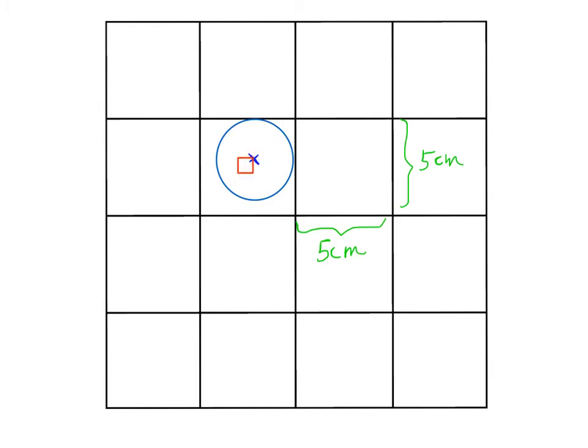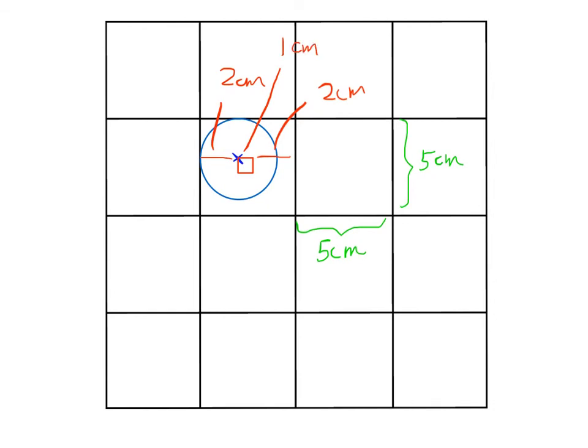We know that the radius of the circle is 2 cm, and we have another 2 cm here. So the side of this square is 1 cm. Therefore, the area of this square will be 1 cm squared.